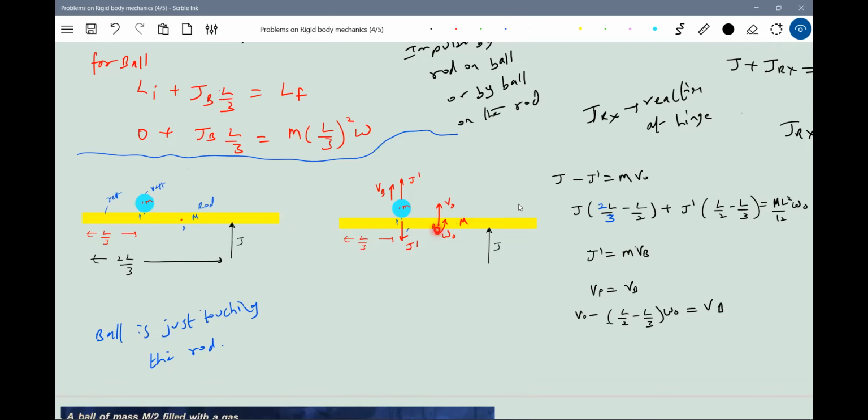Because just after collision, the rod will have its own individual motion. Why is it related to the ball? They are not stuck, because the ball is just touching the rod. I think this matters a lot. If the ball is attached to the rod, then it will rotate about the center of mass. I think that is clear. That is the main idea you should differentiate.